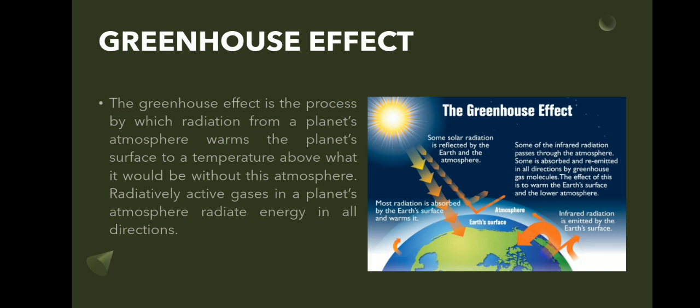The greenhouse effect is the process by which radiation from a planet's atmosphere warms the planet's surface to a temperature above what it would be without this atmosphere. Radiatively active gases in a planet's atmosphere radiate energy in all directions.